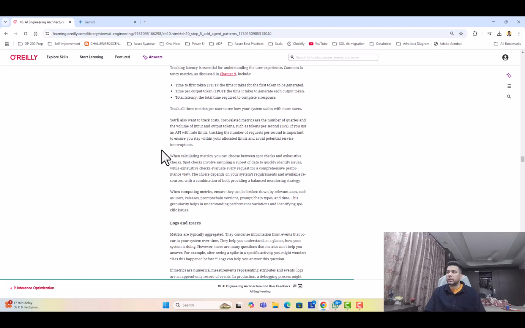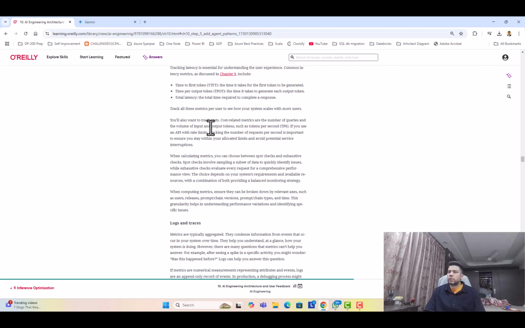When calculating metrics, you can choose between spot checks and exhaustive checks. Spot checks involve sampling a subset of data to quickly identify issues, while exhaustive checks provide a comprehensive performance view. When computing metrics, ensure they are broken down by relevant axes such as users, releases, prompt chain versions, prompt chain types, and type. This helps in understanding performance variations and identifying specific issues.